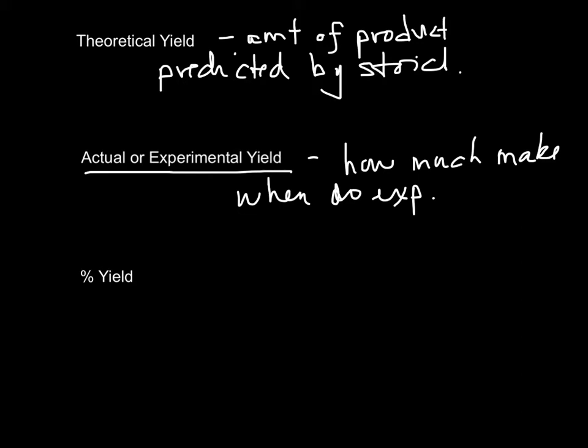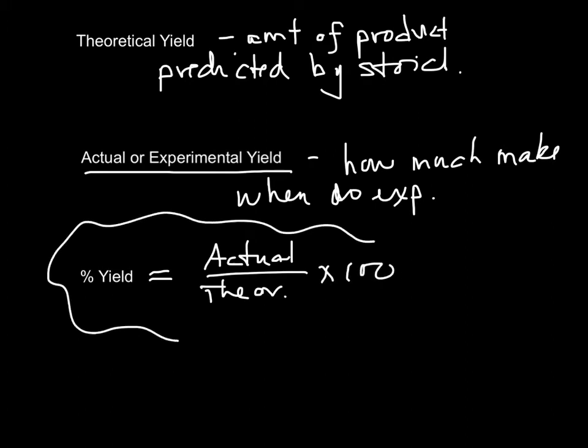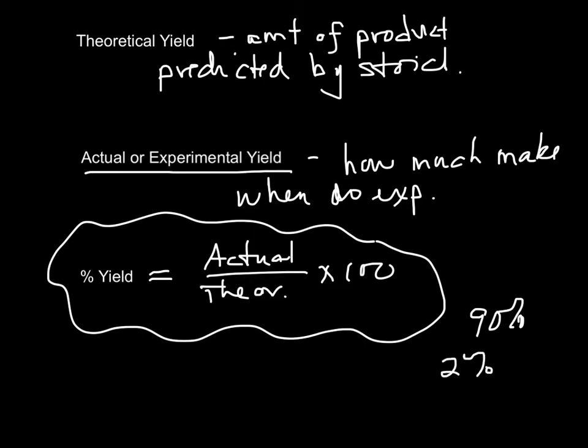So we calculate something called the percent yield. It's what you actually make divided by what you theoretically should have made times 100. That's your percent yield. It's a measure of how well your reaction works. You know, if you get like 90%, you're like, my reaction worked pretty well. If you get 2%, you say, I should probably find a better reaction to do.